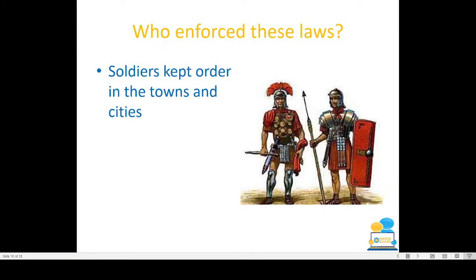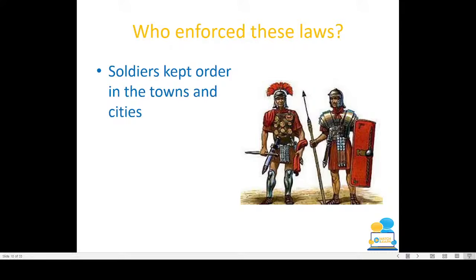We'll then move on to who enforced these laws. It was the main responsibility of soldiers in towns and cities to enforce these laws in ancient Rome. But it was a bit different to modern day. Modern day, obviously, we have the police who will go on patrols and so on as well and help to try to prevent crime.